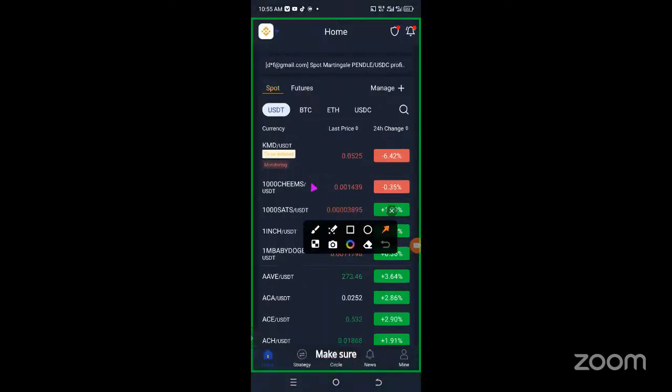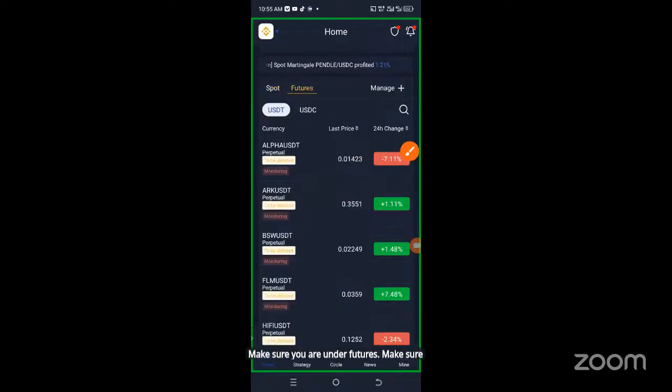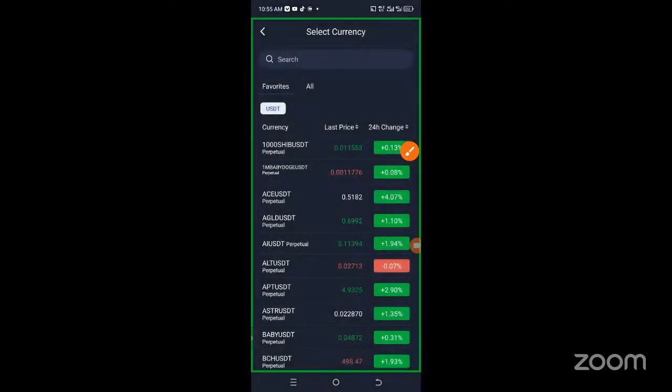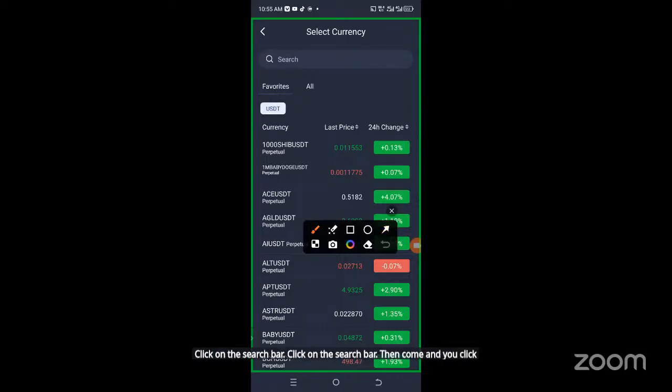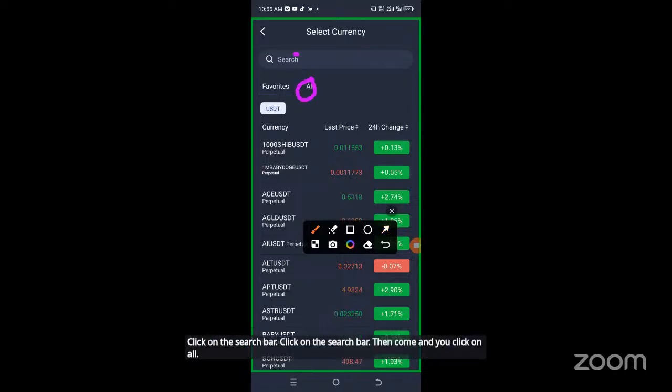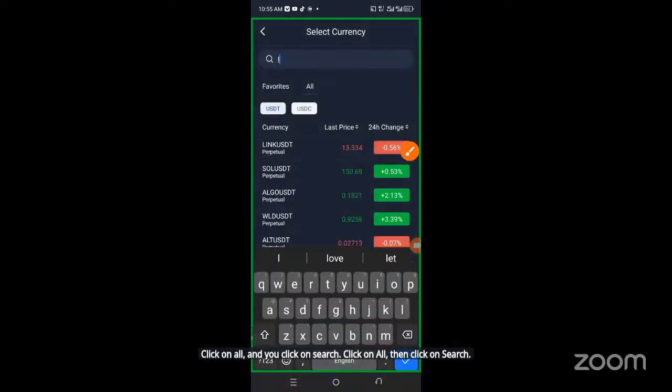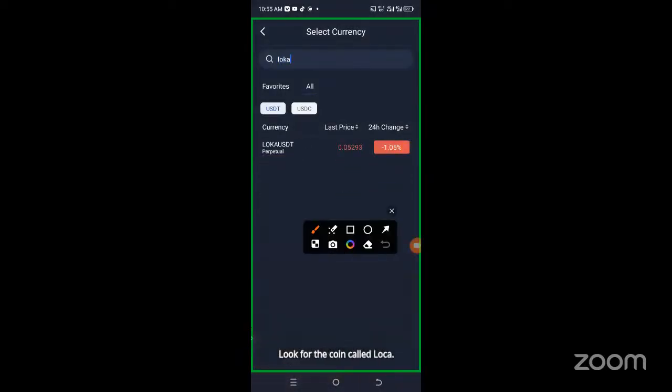Make sure you are under futures. So when you come under futures, click on the search bar. Then click on all and click on search. You look for the coin called Locker. That is the coin Royal Q will bring to you.